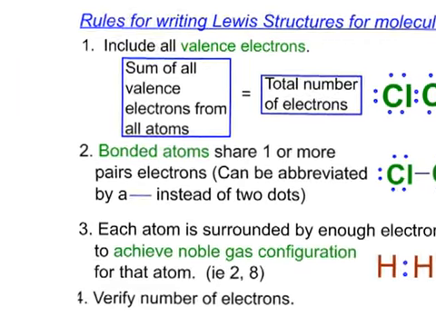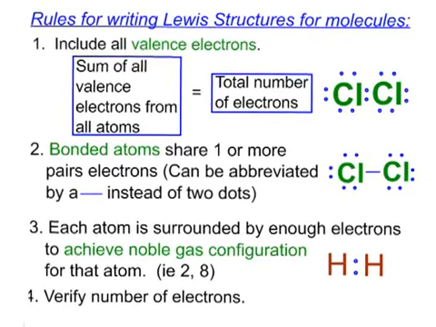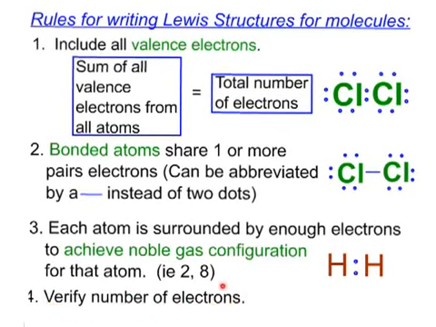Now I included a step number 4 here, because it's important to go back and verify the number of electrons. We see here that if we add the electrons up, we have 14, and indeed, that's equal to the total number of valence electrons that we counted in our first step. I included that to make sure that you go back and double check and make sure everything's working out right.